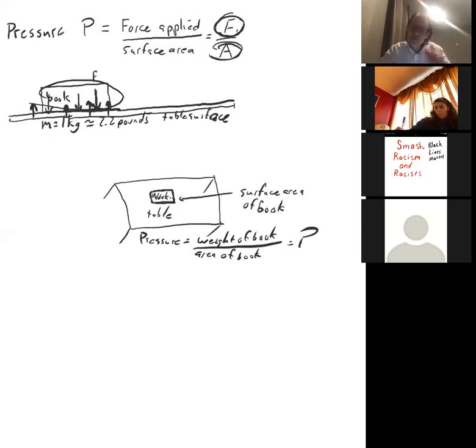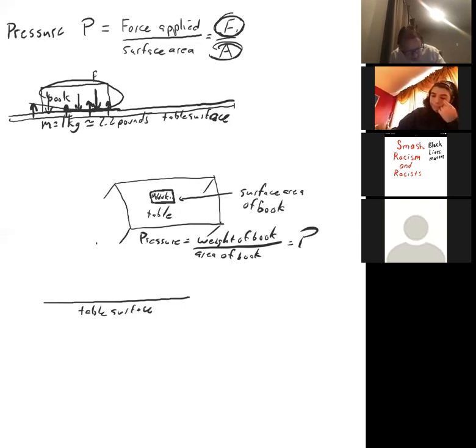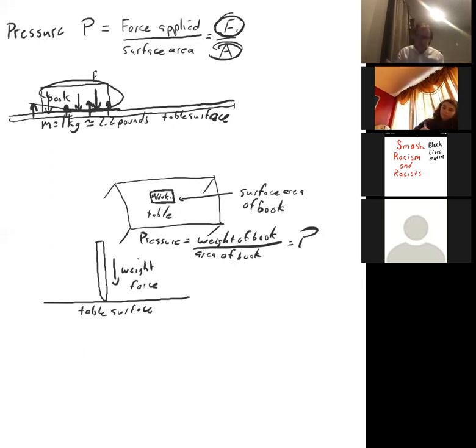Now, suppose I did the following. Somehow I was able to take that entire book and make it into like a pencil. So here's a pencil, right? And I did the same thing. I took the table. So here's your table surface. And now I took that book and I made it the same weight, but now I turned it into a pencil. And so you had the same force, the same weight. Here's what would happen. It would be the same force, right? Weight is force. So it'd be the same force as it is here because it's the same weight.